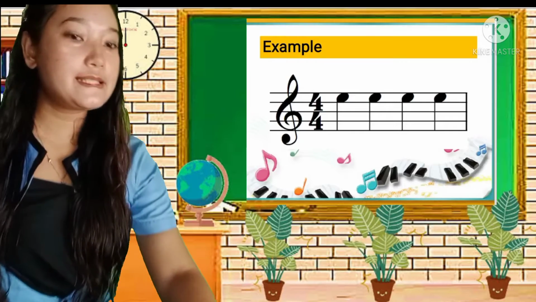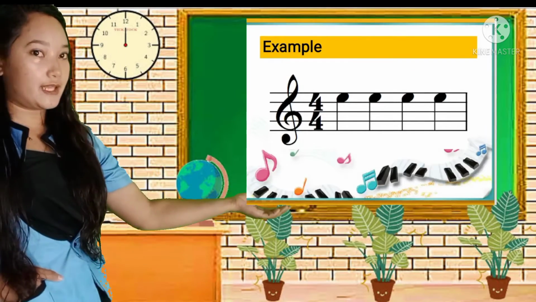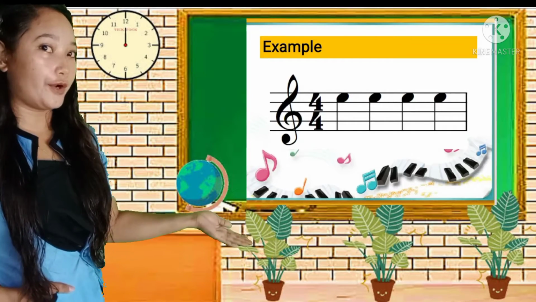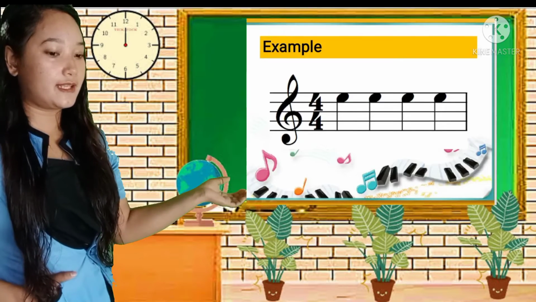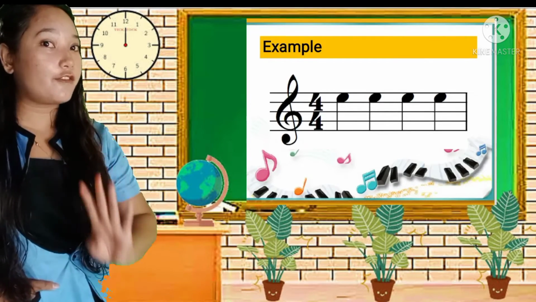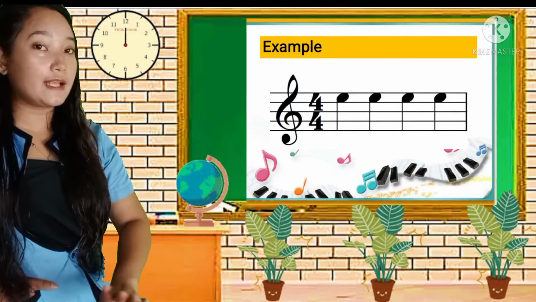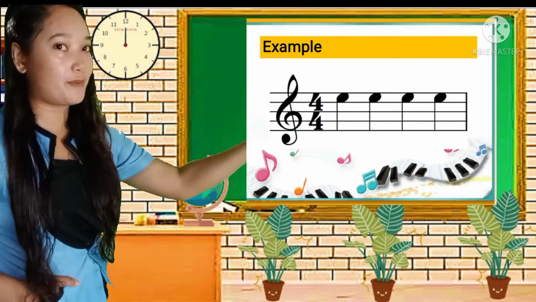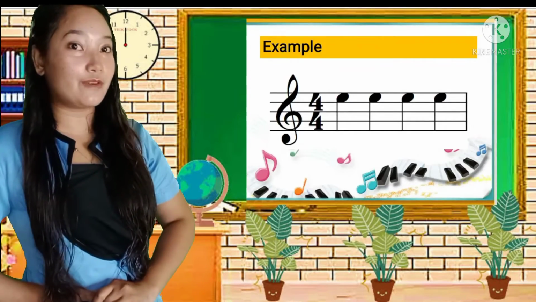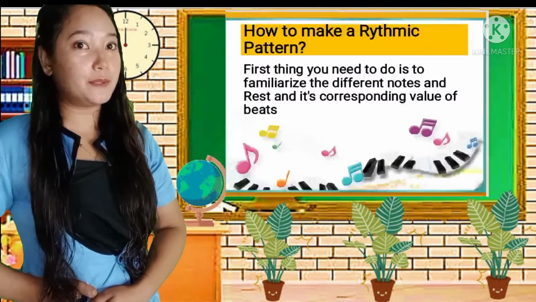So let's see the example. These are the examples. So as you can see, it has a time signature of 4/4, and it has 4 quarter notes which have an equivalent value of 4 beats in a measure. So it means that it has 4 beats in each measure. So understood? Alright. Now let's proceed to how to make a rhythmic pattern.